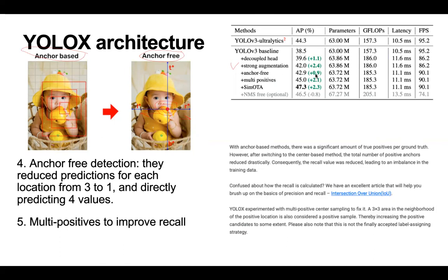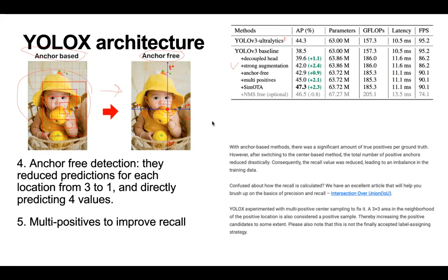Anchor-free detection allowed an increase in AP from 42 to 42.9, and in anchor-free detection authors also needed to apply multiple positives, which allowed them to improve recall. So in anchor-based methods, as you can see, there is a significant number of true positive anchors. While switching to anchor-free detection, the total number of positive anchors is reduced dramatically, and that's why it leads to an imbalance between positive and negative samples in training data.